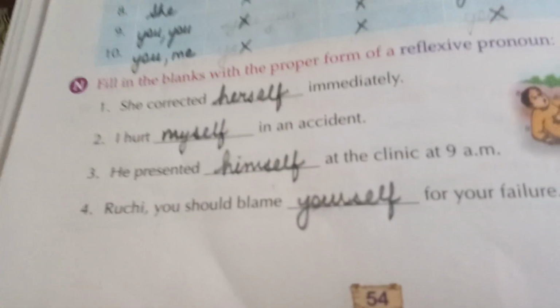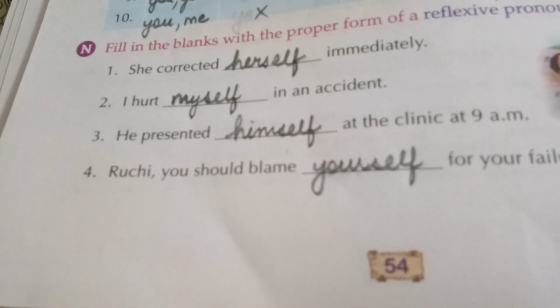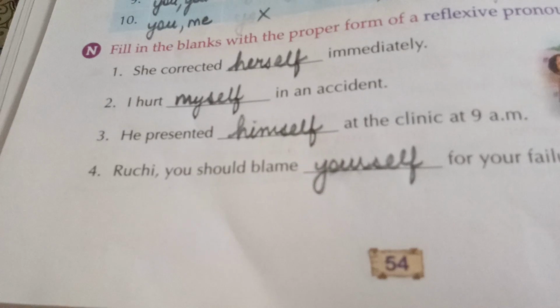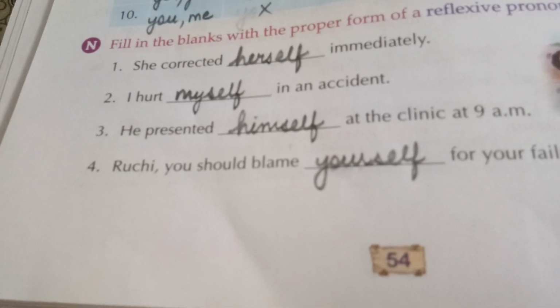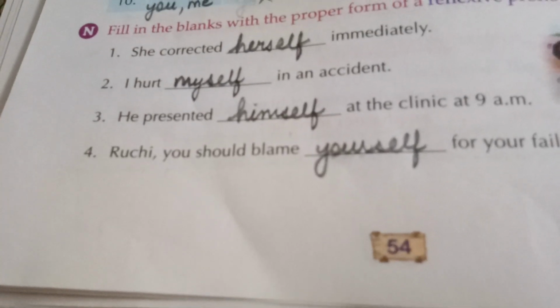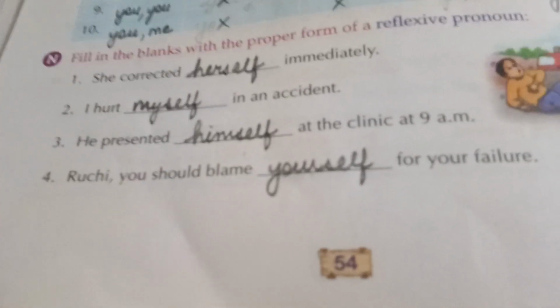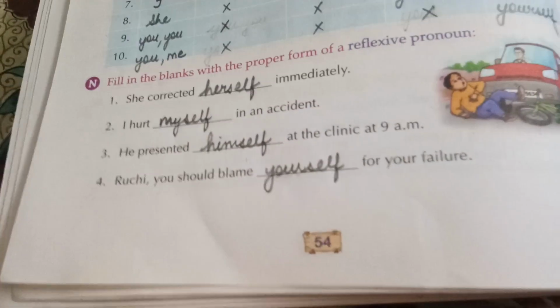Come to page number 54. We have done the reflexive pronoun. Here we have to fill. She corrected herself immediately. So what will we put for she? Herself. I hurt myself. He presented himself. For he, himself will be used. Ruchi, you should blame yourself for your failure.